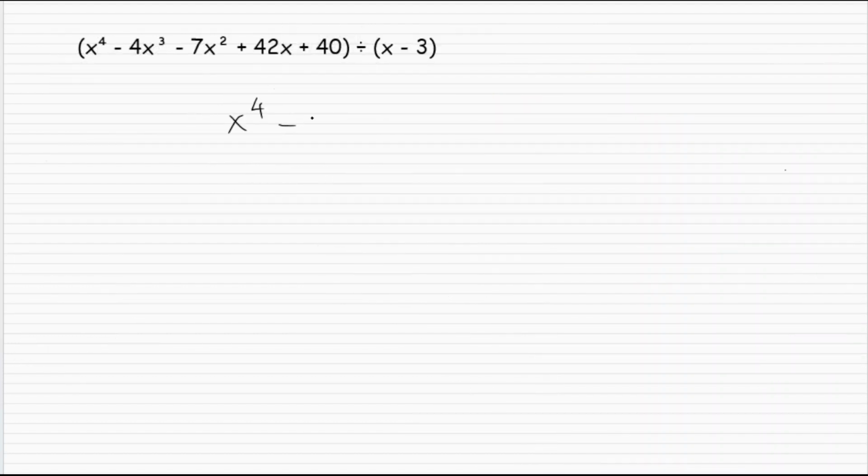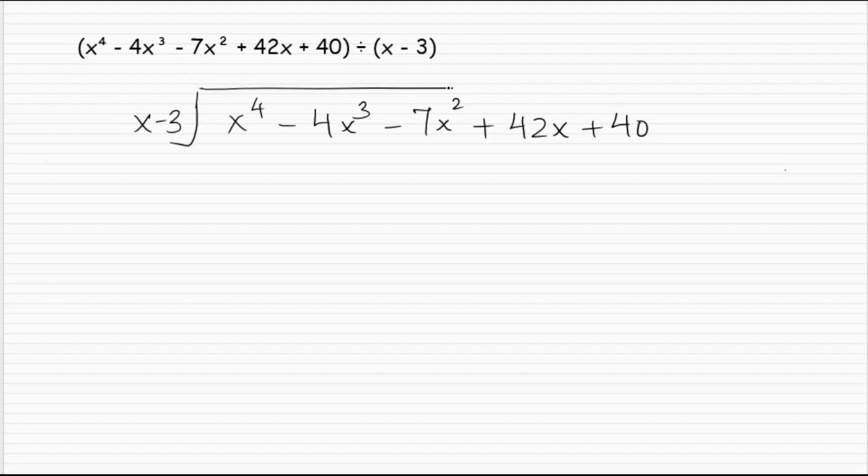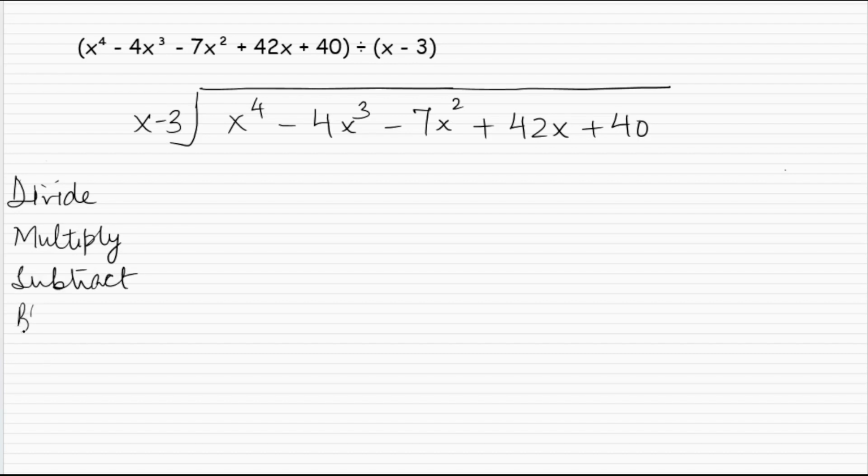So x4 minus 4x cube minus 7x square plus 42x plus 40 divided by the binomial x minus 3. So our first step is to divide, then we need to multiply, then subtract, and the last step in the sequence is bring down. So let's divide. Divide what? Divide the first term of the dividend with the first term of the divisor x.